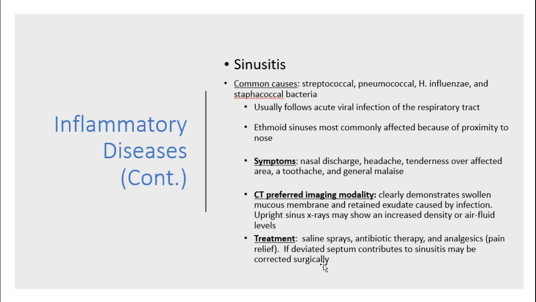Sinusitis. So common causes are streptococcal, pneumococcal, influenza, staph. So it usually follows acute viral infection of the respiratory tract. The ethmoid sinuses are most commonly affected because of its proximity to the nose. So the symptoms are nasal drainage, headache, tenderness over the affected area, toothache, and general malaise. CT is the preferred modality because it demonstrates swollen mucosa, membranes, and retained exudate caused by infection.